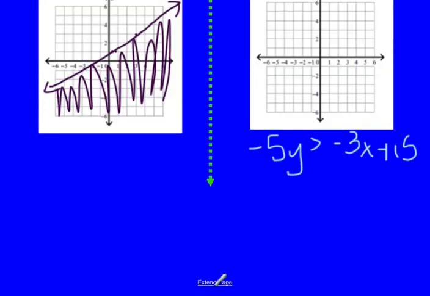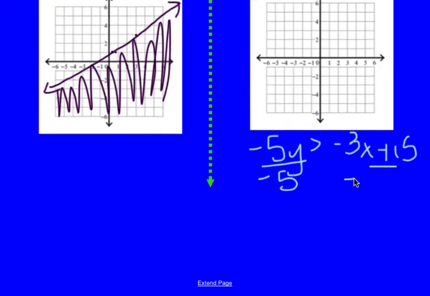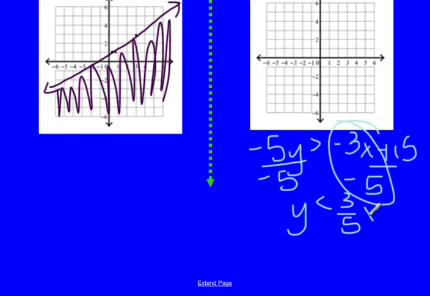So now I need to divide both sides by a negative 5 in order to solve for y. Now when I'm dividing both sides by a negative, I should have alarm bells going off in my head saying, hey, you're dividing by a negative, which means I need to flip my symbol around. So I have my y here. When you take negative 3x divided by negative 5, that's going to become positive. So then I have 3/5 x. And then 15 divided by negative 5 is negative 3.